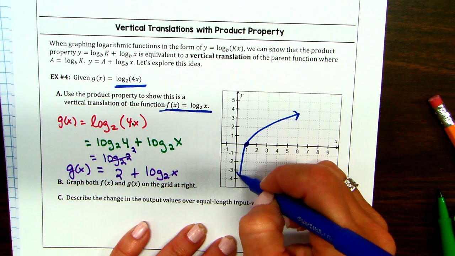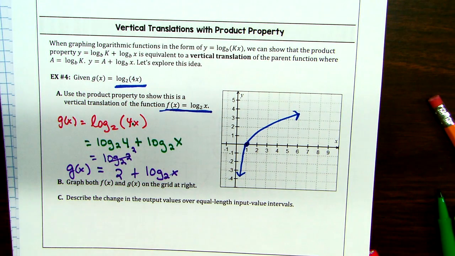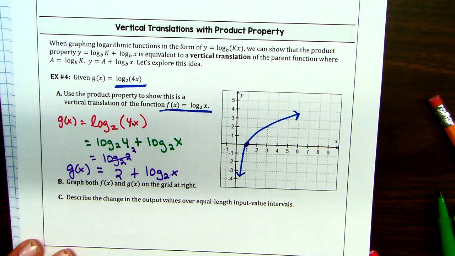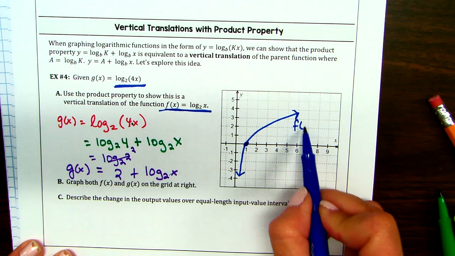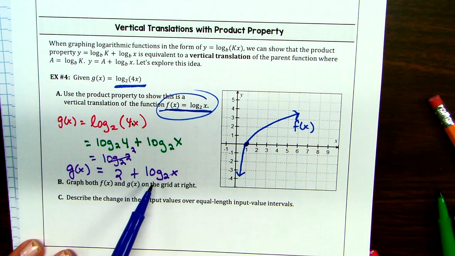Now, could you have picked up your calculator, put it in, looked at your table of values? Yes, but this is not a real true graphing exercise. I really want you guys to know the shape of it. Where's your asymptote? Where's your intercept? So that is f of x. That was the parent function.